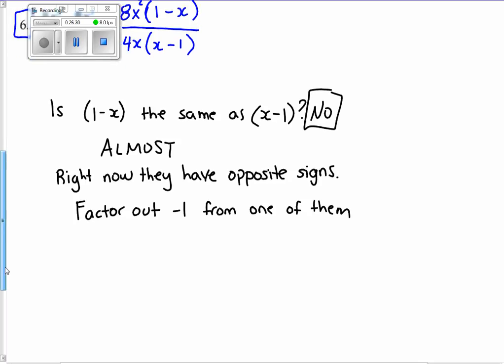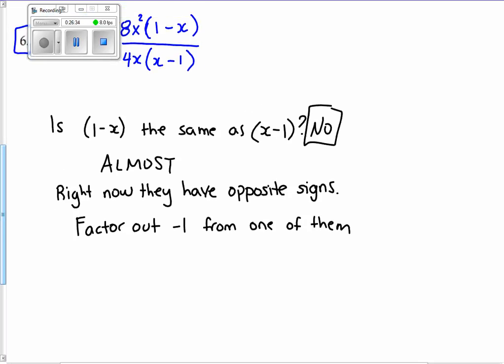Okay, so what I mean by that is if I took, for example, 1 minus x, and we factor -1 out. That means we're going to divide each of them by -1. 1 divided by -1 becomes -1. And -x divided by -1 is plus x. Is -1 plus x the same as x minus 1?